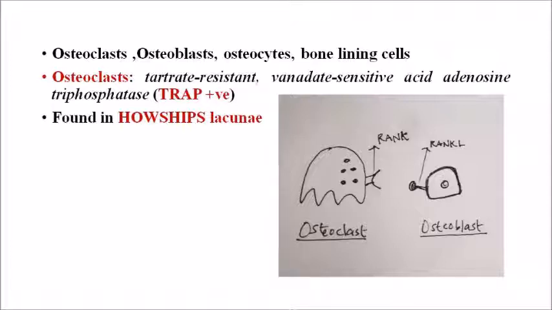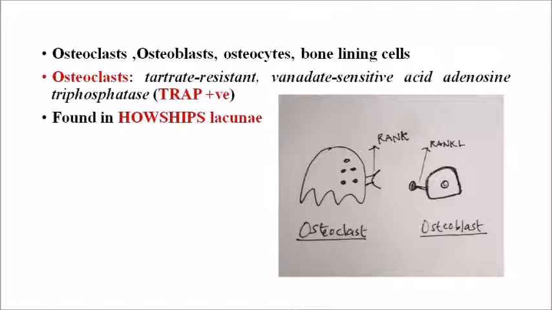Now an MCQ that can be asked is a feature of osteoclast. Osteoclast is a TRAP positive cell. What is TRAP? Tartrate resistant, vanadate sensitive, acid ATPase. So osteoclast is the TRAP positive cell among all these cells. And where is osteoclast found? It is found in the Howship's lacunae.